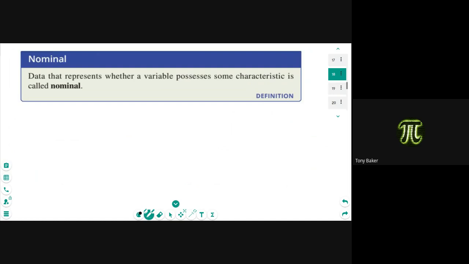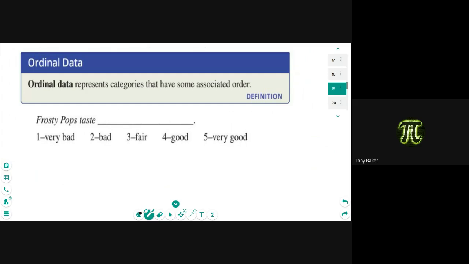There are some things that are numbers that are nominal, though. Your phone number is nominal. Social security number is nominal. So those are things that are nominal. It'll make more sense once I tell you what ordinal is and why your phone number and those things are nominal.